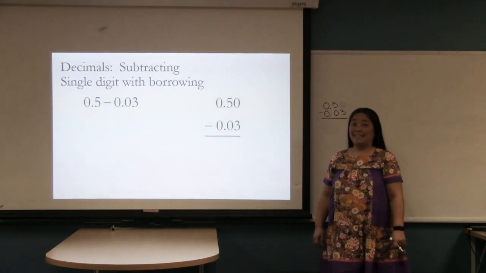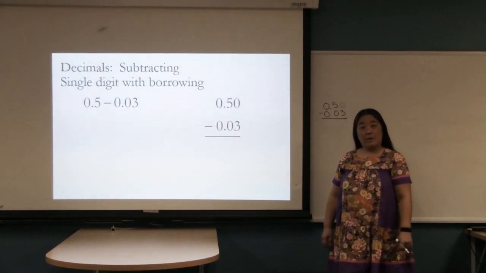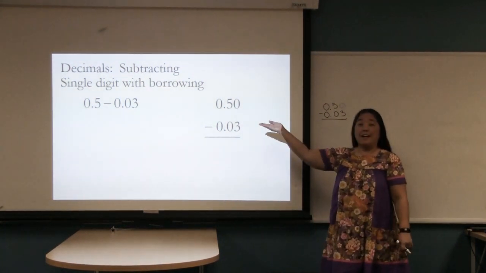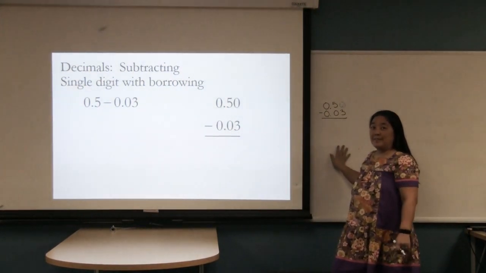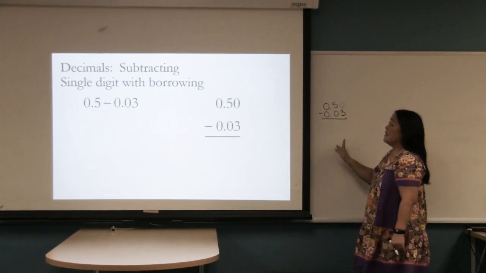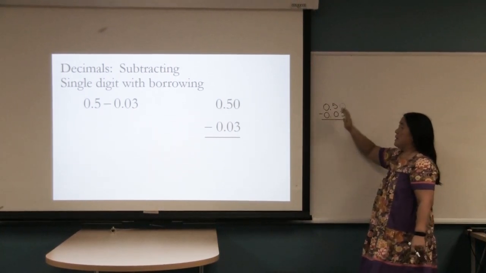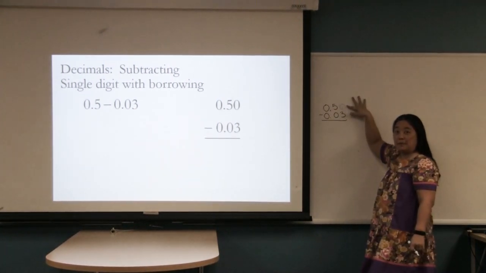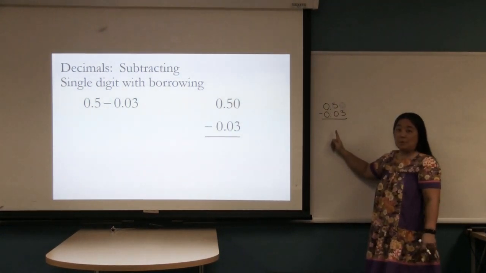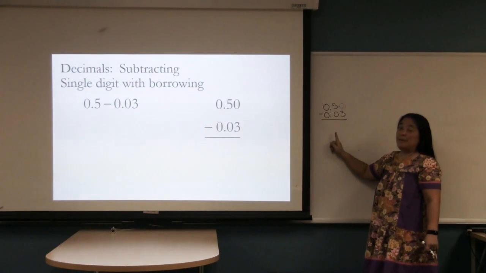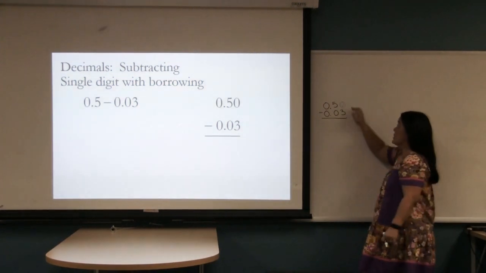Decimals subtracting single digit with borrowing. Again, we have the problem written left to right and top to bottom, and here again on the whiteboard. You'll notice that when I wrote it top to bottom, I again put this 0 in here, so the numbers line up beautifully, as do the decimal points, which are important anytime that we're adding or subtracting decimals.